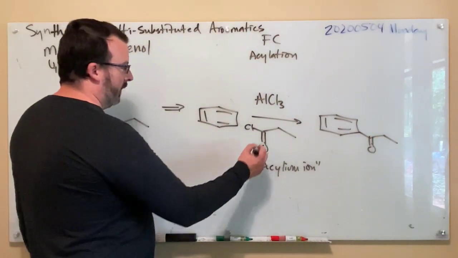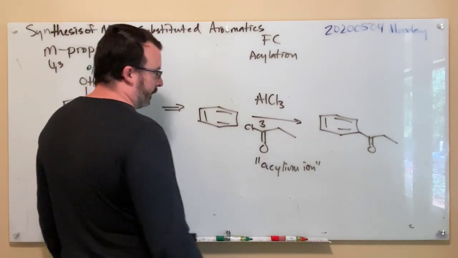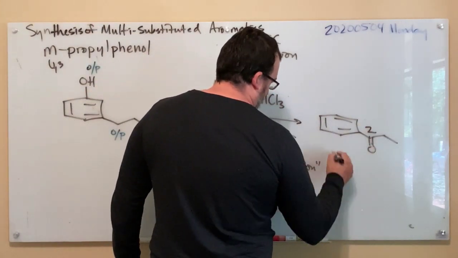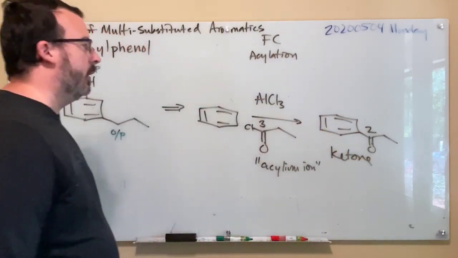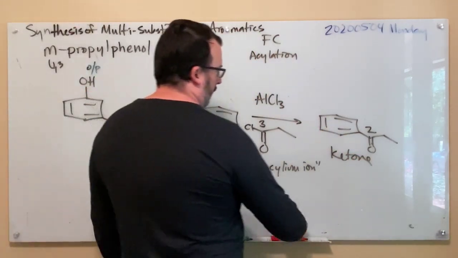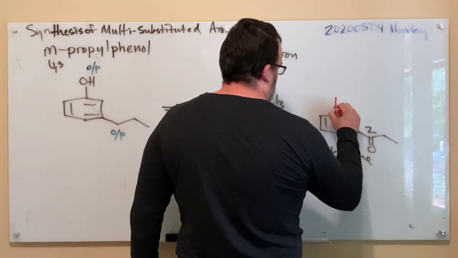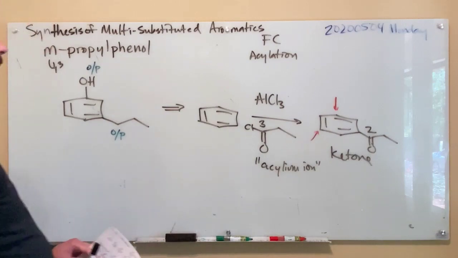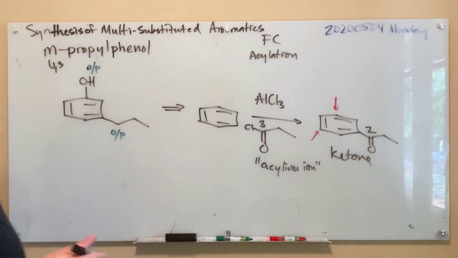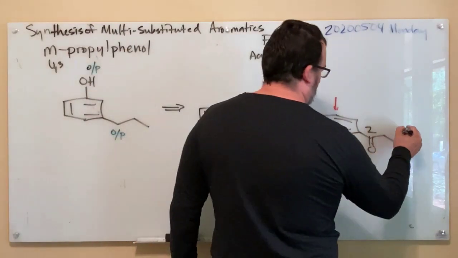So as a review, we start at oxidation state 3. We end up at 2 and we're making a ketone. The carbonyl is an electron withdrawing group. So it deactivates and directs meta. That's exactly what we want. So at this point, now we can do the nitration.